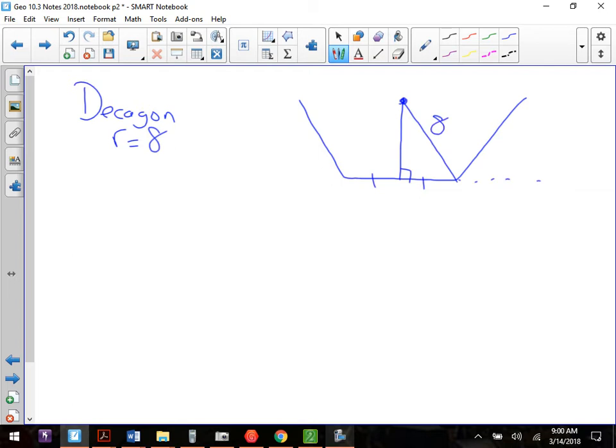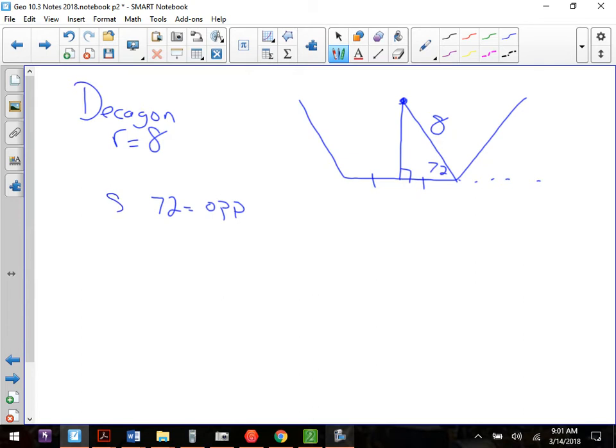So if it has 10 sides, it makes your outside angle 36. So if your outside angle is 36, your interior is half of it, 72. Good, so far so good. So we have the tangent of 72 will be your opposite. Not tangent, I'm sorry. Sine.